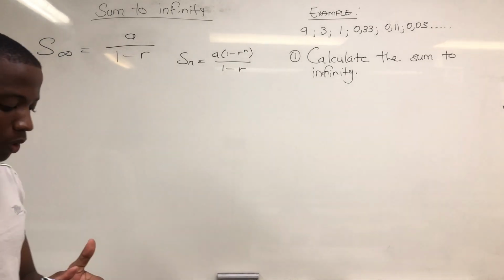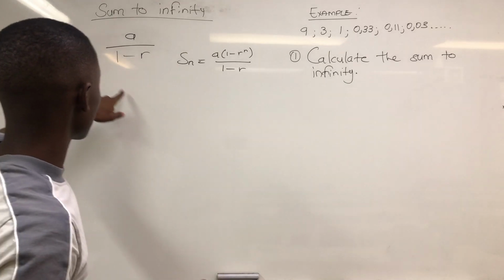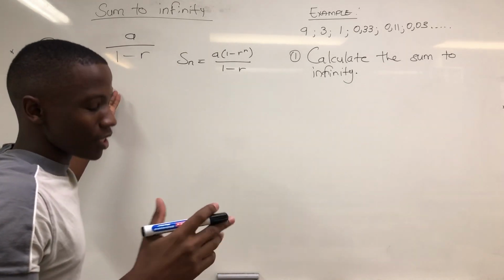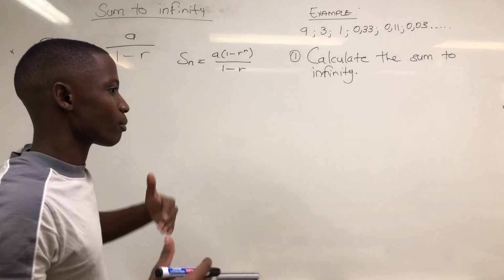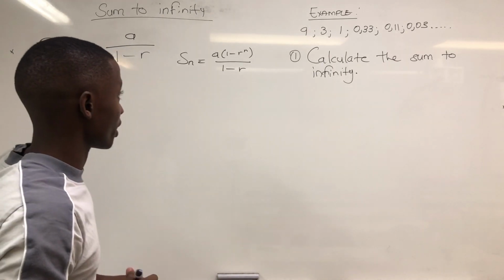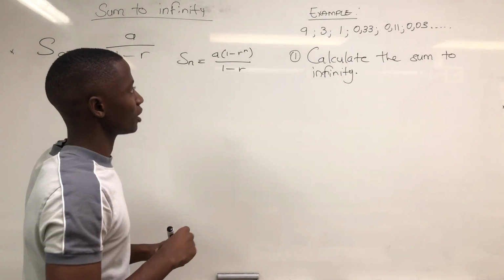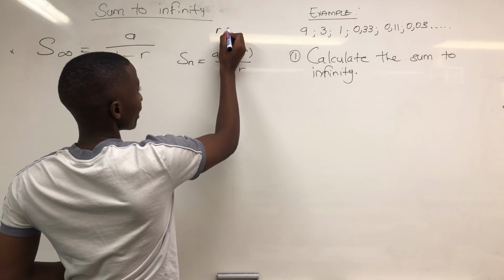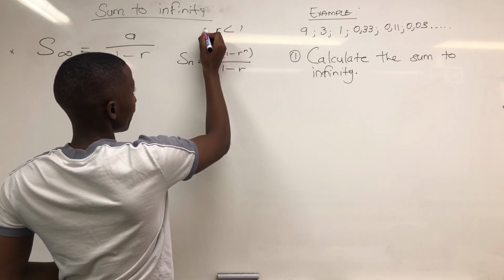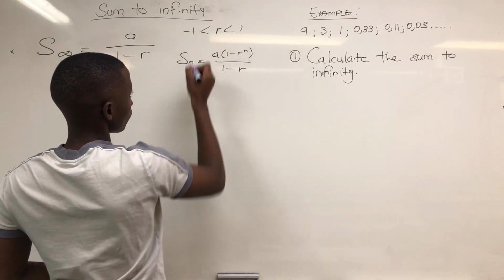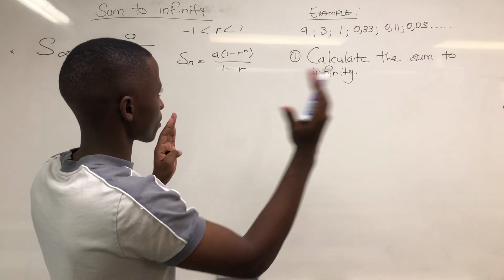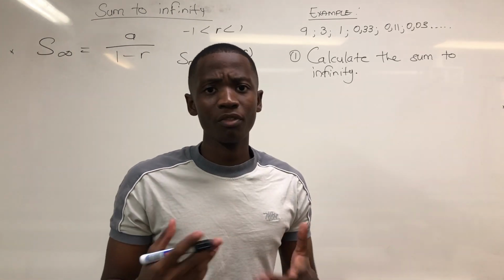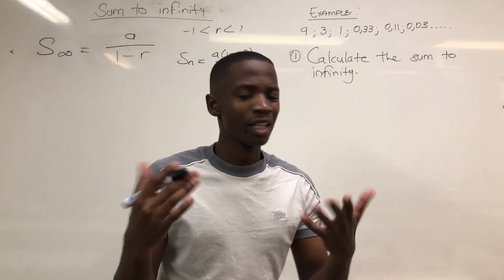The reason why I noted this down is to show you that the sum to infinity comes from this formula. But now we're calculating the sum to infinity in convergent sequences. In convergent sequences, the value of r is smaller than 1 and greater than -1, so it's between 1 and -1. It could be 0,8, 0,5, which is half, 1/3, and so on.